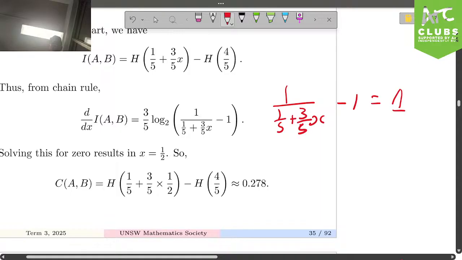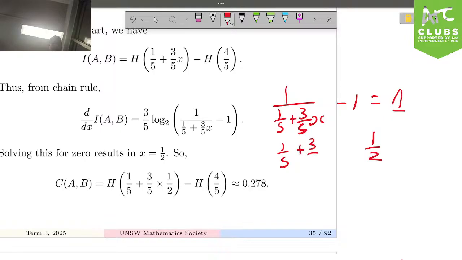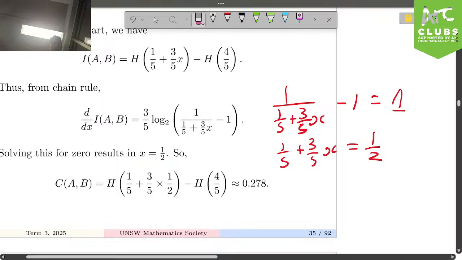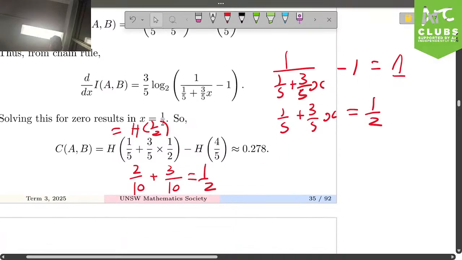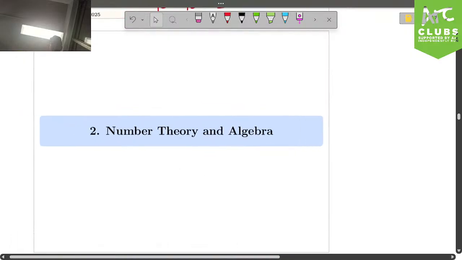In other words, I just want to clear 1 over 2. Okay, in this case, it still pops out x. And so you can find x, it turns out, interestingly enough, is still a half, which makes this expression a half. That's 1/5 plus 3/10, which is, oh yeah, still half. So it's equal to h of a half, which is the maximum value of h. And so your channel capacity is 0.278. Right, so up to the next chapter.